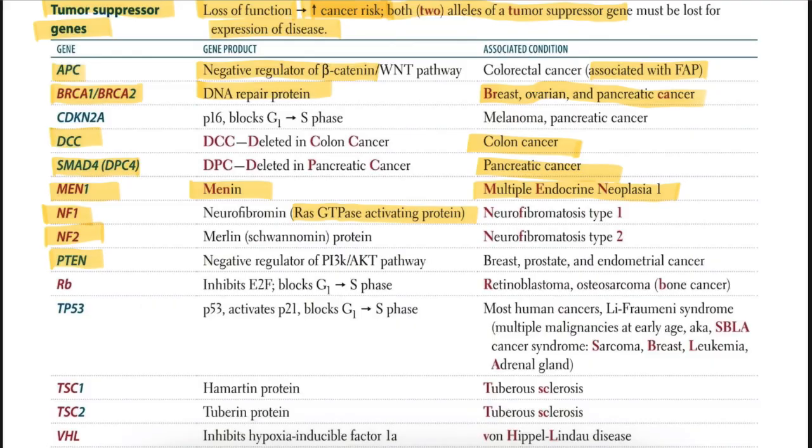Okay. Next one, PTEN. It inhibits the PI3K/AKT pathway. We can see this in breast, prostate and endometrial cancer. Next one, RB. RB inhibits E2F and blocks G1 to S, and you can see retinoblastoma and osteosarcoma. This follows the two-hit hypothesis. Next one, TP53. The P53 protein activates P21, and the associated condition is Li-Fraumeni syndrome: sarcoma, breast, leukemia, adrenal.